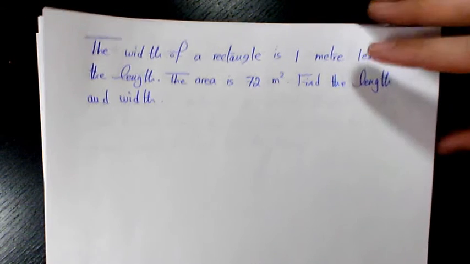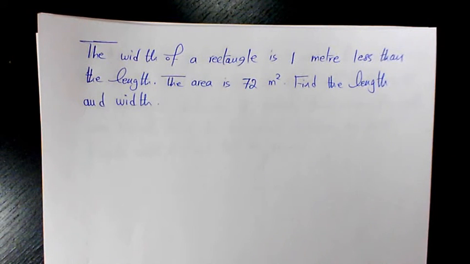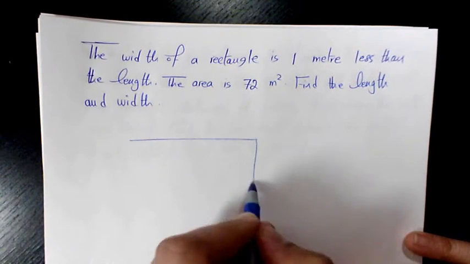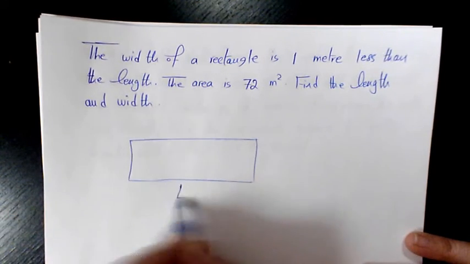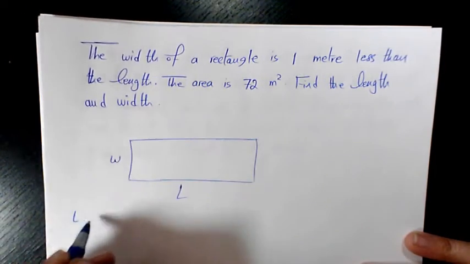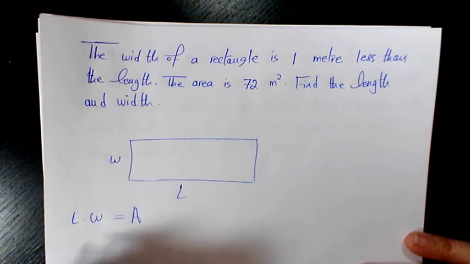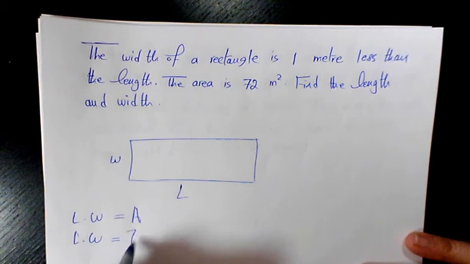In this example, it says the width of the rectangle is 1 meter less than the length. The area is 72 square meters. Find the length and width. So again, we have it like that: length, width. L times W is area. In this case, L times W is 72.